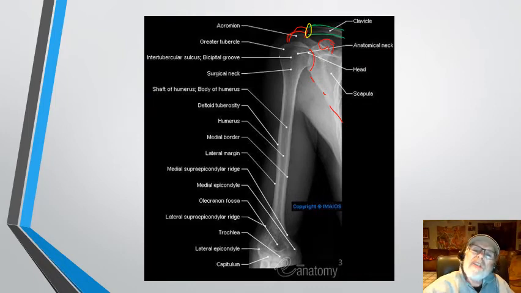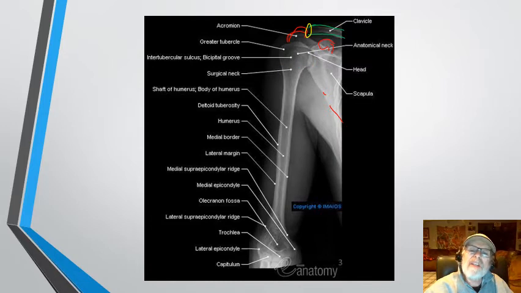Okay, here's the head of the humerus. So, the head would be sitting right in there. The anatomical neck would be right about in there. Surgical neck could be sitting down in here. You can see the bicipital groove, but in this X-ray, you can't see it a whole lot, okay? But that's what we see.